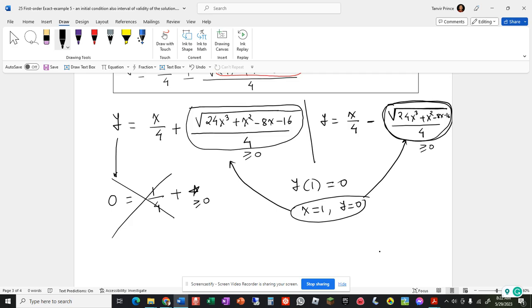Here, if I replace y by 0 and x by 1, I get 1 over 4 minus something which is bigger than or equal to 0. So this is a possibility that this can be 0, and indeed it is 0, because if this is 1 over 4, then the whole thing will be 0, right? 1 over 4 minus 1 over 4 is 0.